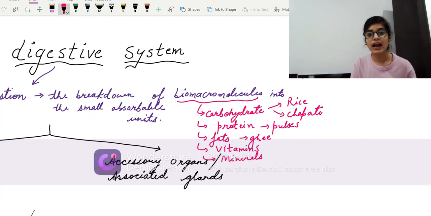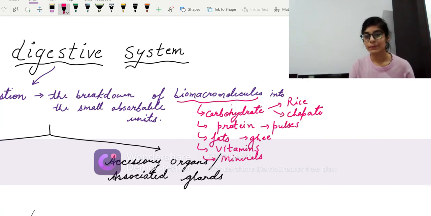But we can't digest these biomacromolecules as they are. So first of all, we have to break down these biomacromolecules into simpler absorbable molecules. Simpler absorbable molecules means those which can be easily absorbed into the blood through our small intestine, right? So what we do, we eat rice or we eat chapati, right?